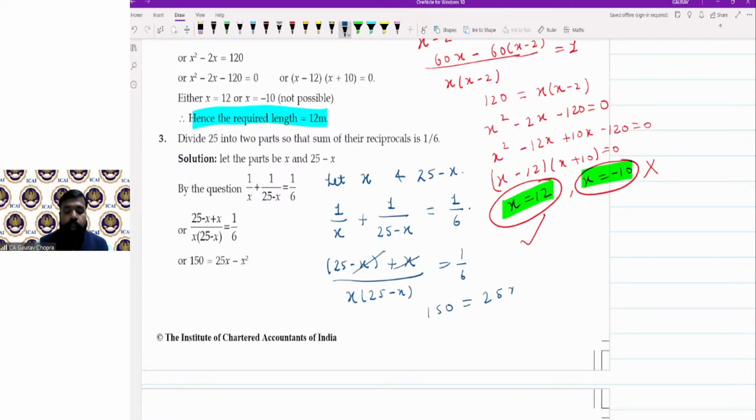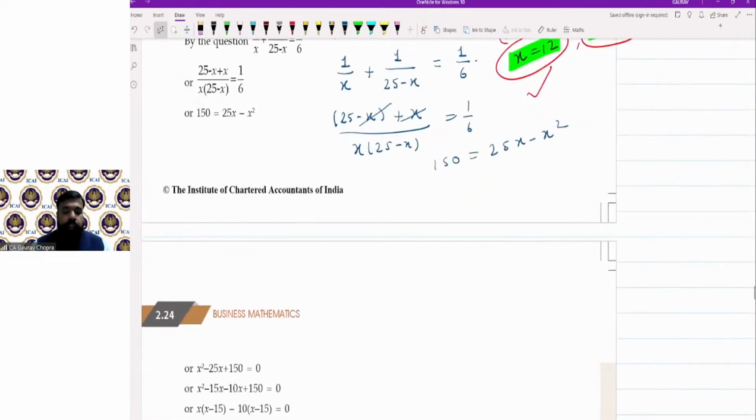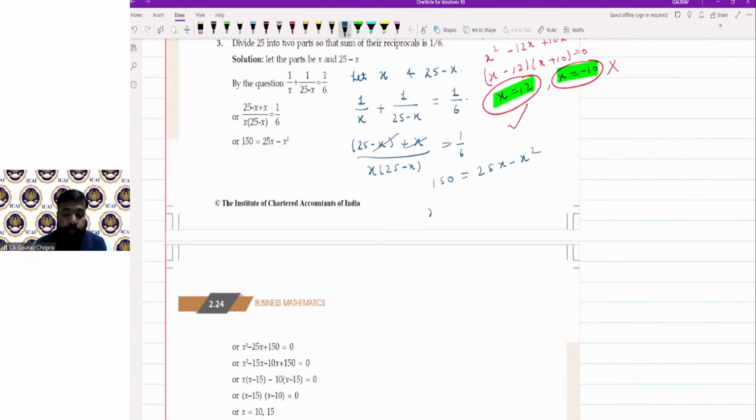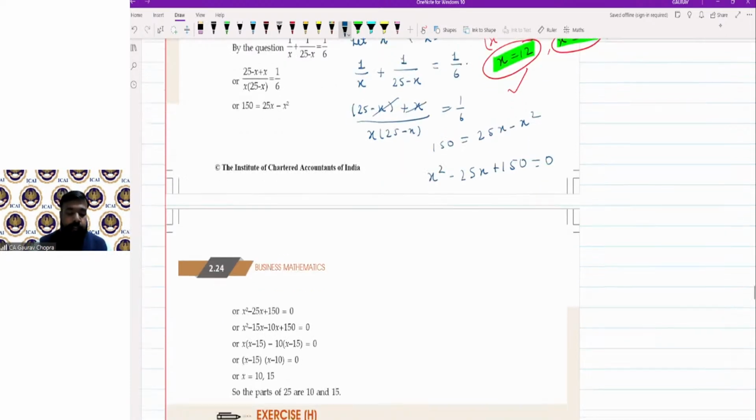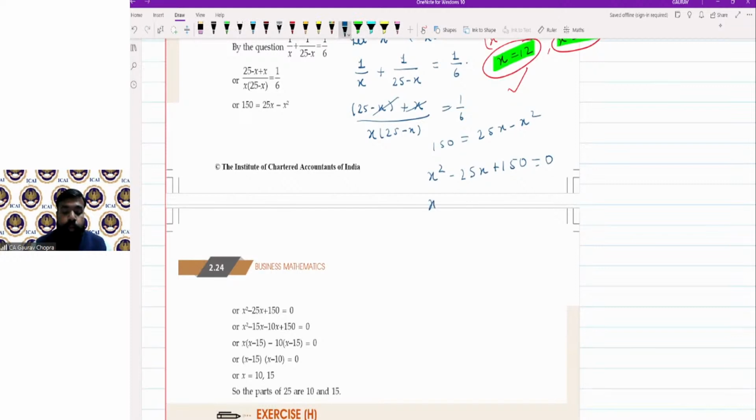150 equal to 25x minus x squared. So this is the equation. Now we have to simplify the equation and find out the value of x. So the result will be x square minus 15x minus 10x plus 150 equal to 0. So (x minus 15) and (x minus 10). So therefore the values of x are 10 and 15.